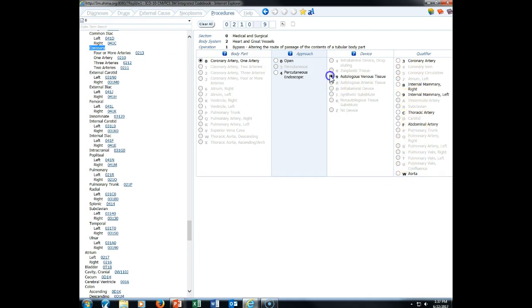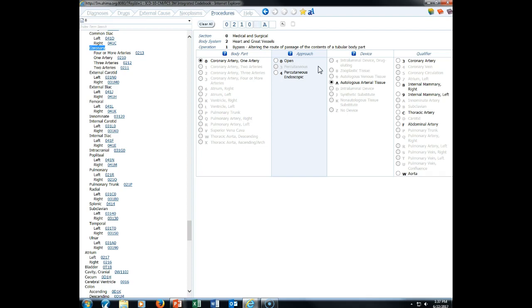If I choose autologous arterial tissue, I could be actually just taking down an internal mammary, or I could be harvesting it and going from the aorta. So it takes reading those operative notes and understanding those procedures to assign these codes.